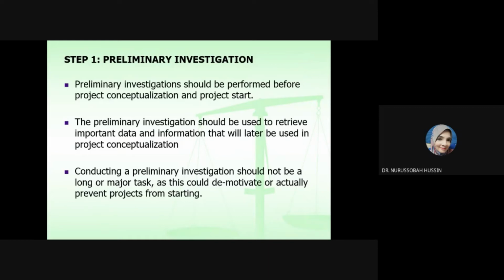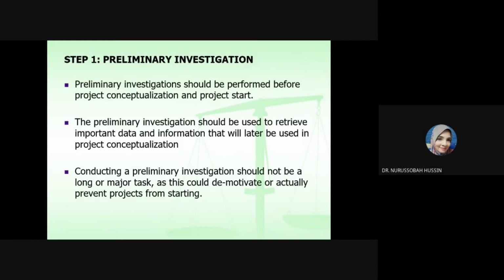Why do we need to do the preliminary investigation? Because we want to retrieve the important data and information that will later be used in project conceptualization. But do remember the preliminary investigation should not be a long or major task.